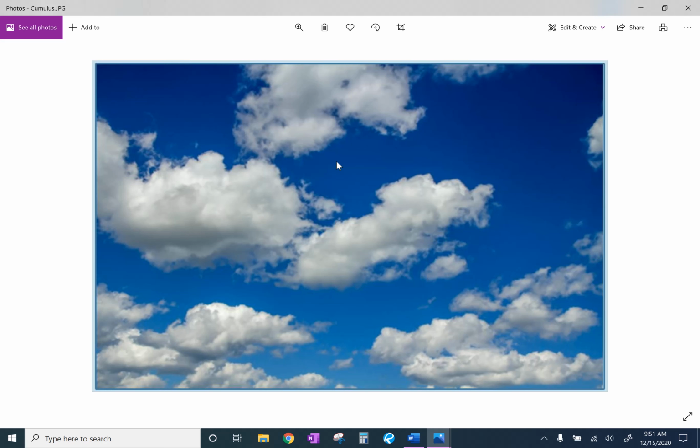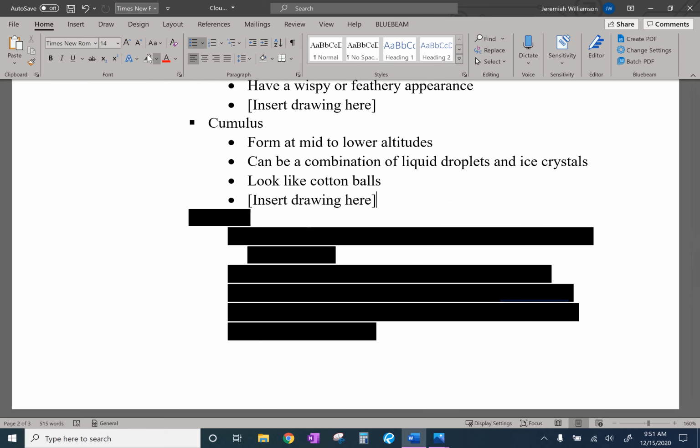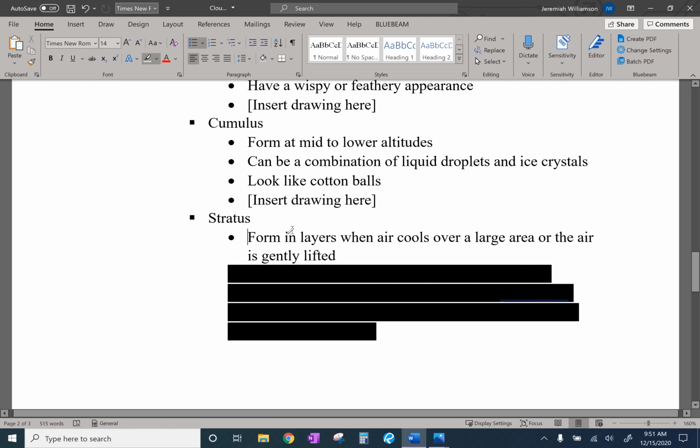Feel free to pause the video here and complete your drawing and make sure you have that in the notes. That way you can readily identify cumulus clouds. We're going to move on. All right, so the next thing, stratus clouds. And stratus clouds, remember, it doesn't mean they're in the stratosphere, but they form in layers when air cools over a large area or the air is gently lifted.